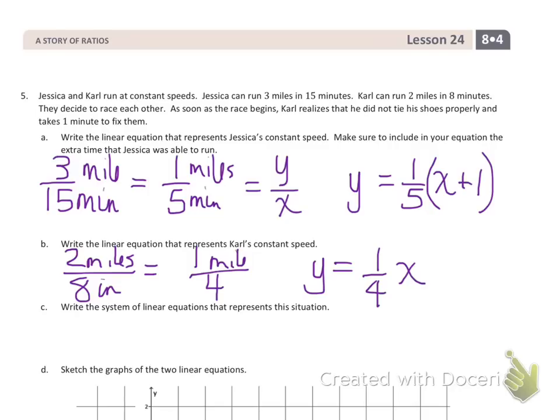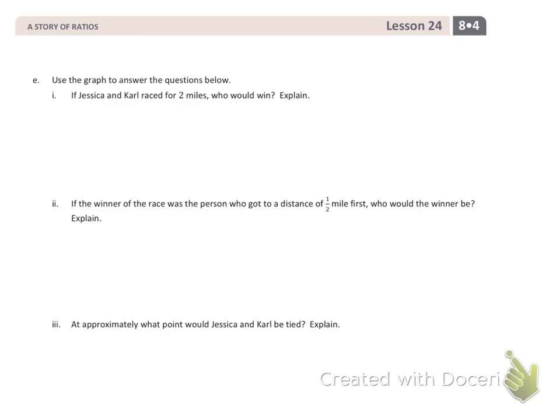Okay, so we're going to write a system of linear equations that represents this situation. And so we're going to use our notation here. So we have y equals 1/4 x. And then I'm going to rewrite this equation a little bit. I'm going to write this as y equals 1/5 x plus 1/5. Okay, so remember this extra 1/5 is that extra distance that Jessica could go in the minute that Carl wasn't running and was tying his shoe. Okay, so there are our equations, and so what we want to do now is graph them to find an approximate solution.